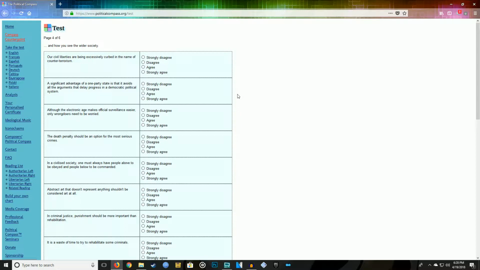Okay, page 406, how you see the wider society. Our civil liberties are being excessively curbed in the name of counterterrorism. Interesting. Being excessively curbed? I would say I agree, but with a caveat that I don't think it's excessively. I think it is being curbed in the name of counterterrorism, but I don't know about excessively.